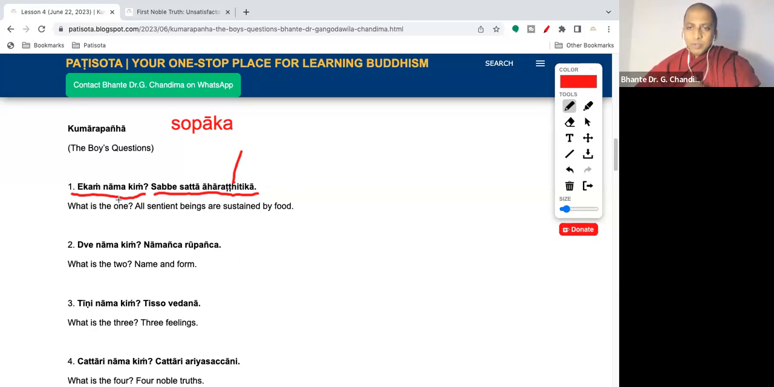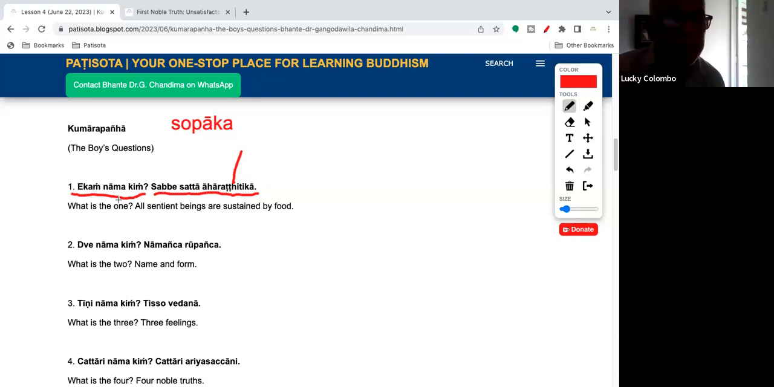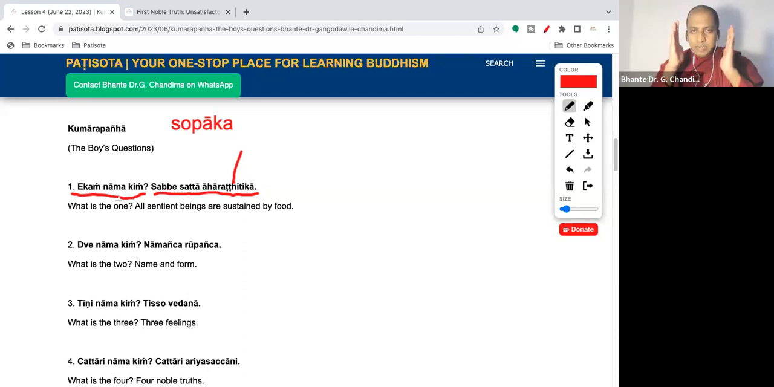Aharatika. So there are two T's, but the second one is aspirate. The first one is not aspirate, non-aspirate. So if you break it into two, aharatika. Maybe we can ask from each group. Let's check how they pronounce. Okay, group 2.